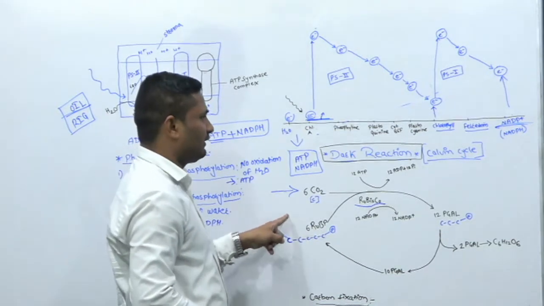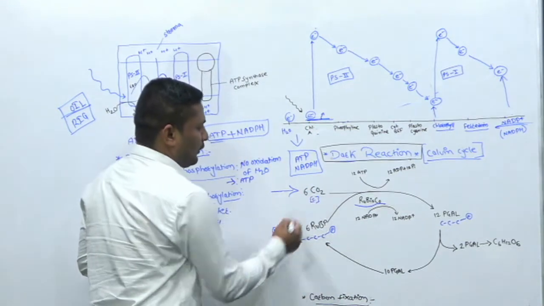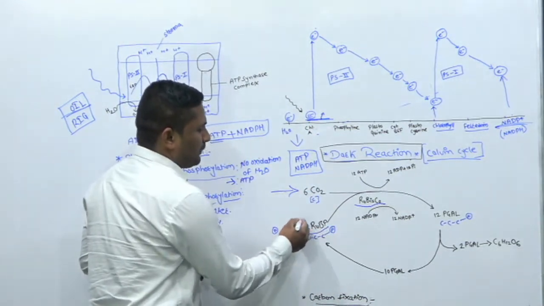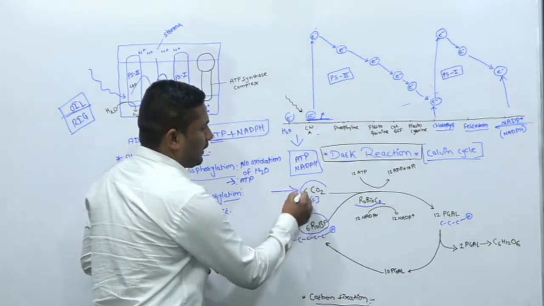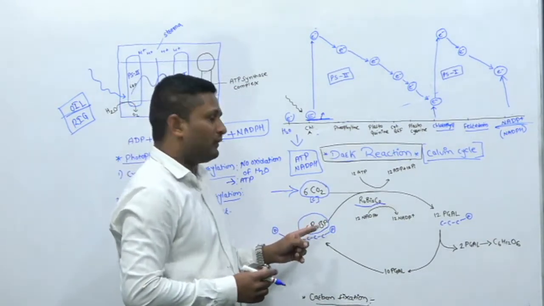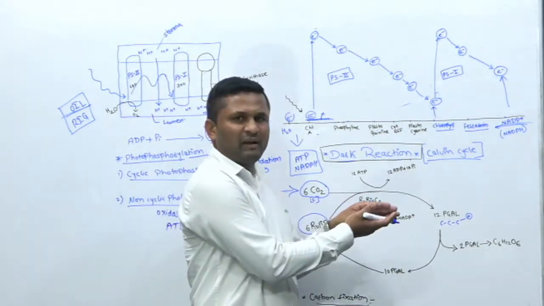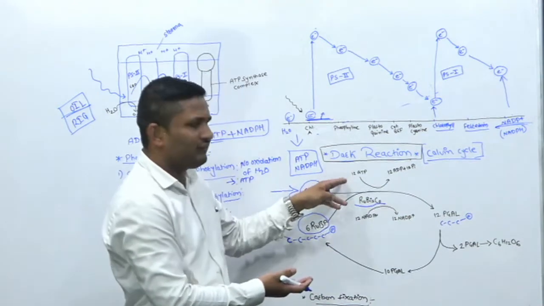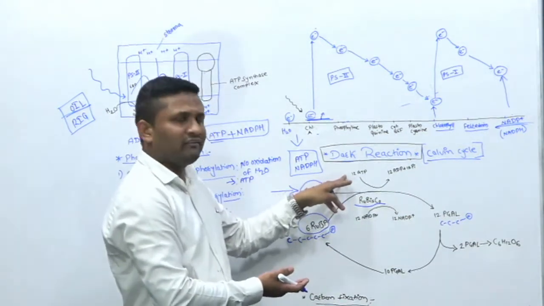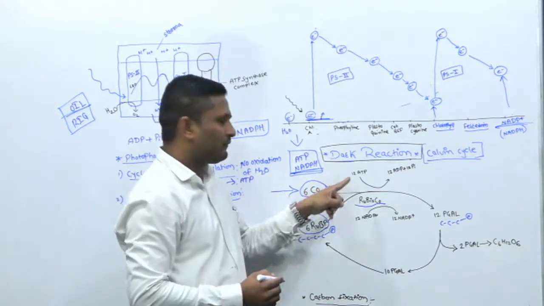See, 6 molecules of carbon dioxide and 6 molecules of RuBP are going to come together. Carboxylation will be there, which is facilitated by Rubisco. Obviously, energy will be required. That energy will come from the products of the light reaction, that is ATP and NADPH.